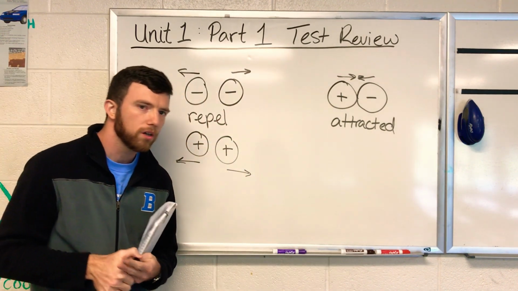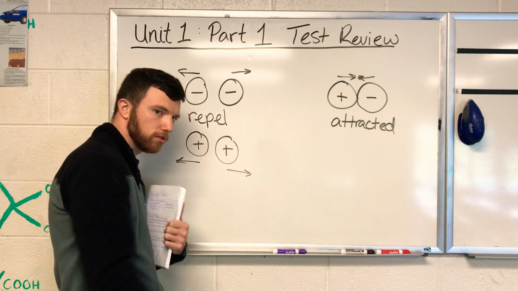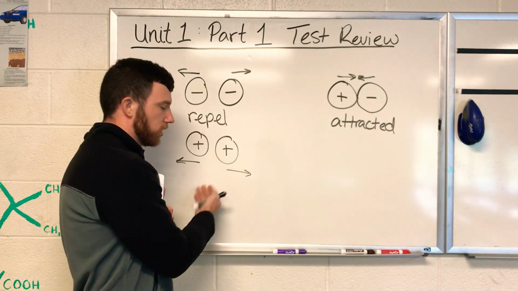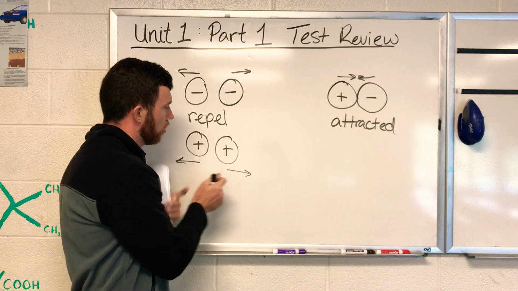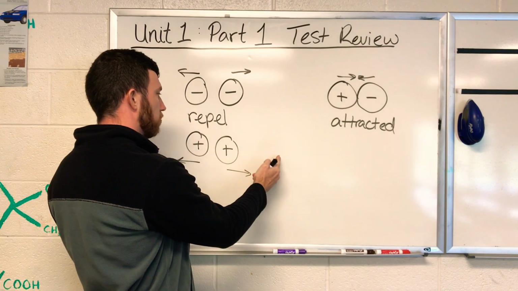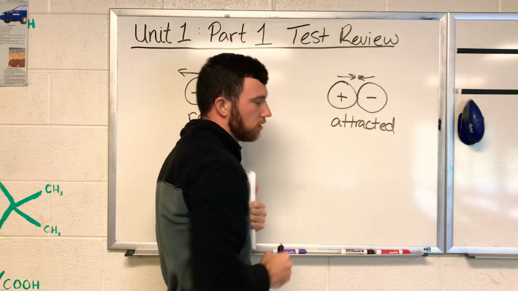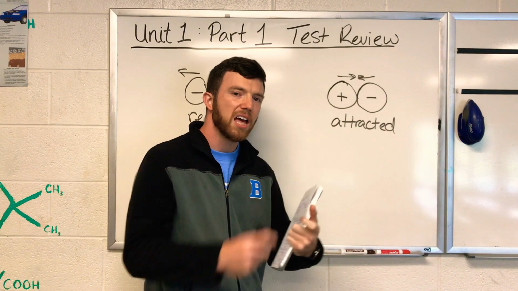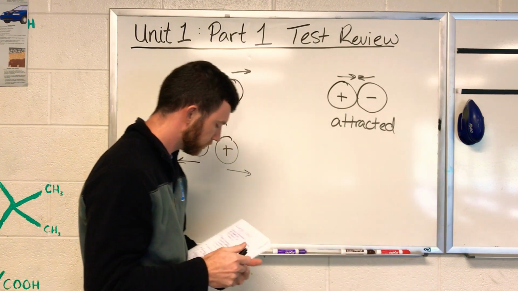When we say that they want to push apart, that's because when these like charges are together, they have what we call potential energy. So while they're close, they have higher potential energy. When they're further apart, they have low potential energy. But when we have opposites, when they're together, they have low potential energy, and when they're apart, they have high potential energy.